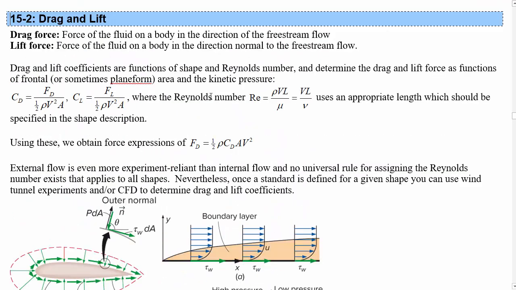The actual total force is the resultant of adding those two together, so the vector sum of the lift force and the drag force. Drag and lift coefficients are functions of shape and Reynolds number, and determine the drag and lift force as functions of the frontal, or sometimes planform, area and the kinetic pressure. So we have kinetic pressure, half rho v squared, and we have the area term here. Then the force of drag would be the drag coefficient multiplied by those things, and the force of lift would be the lift coefficient multiplied by those things.